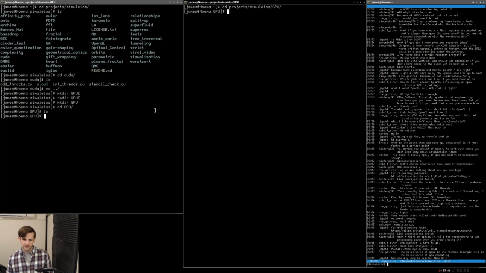How can any language be weirder than C++? This is going to be C. The hello world of GPUs is the rainbow triangle.